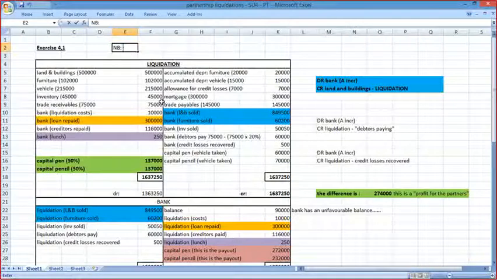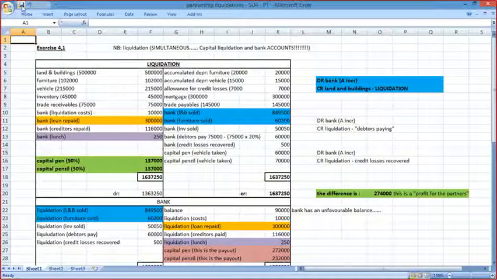Alright, so just remember, NB, for a simultaneous liquidation, what am I going to look at? What accounts are important? Capital, liquidation, and bank. Good. Capital, liquidation, and bank accounts. Those are the only accounts that you need to look at. Those are the most important accounts for this particular application.